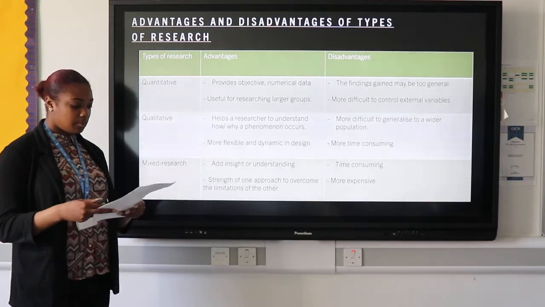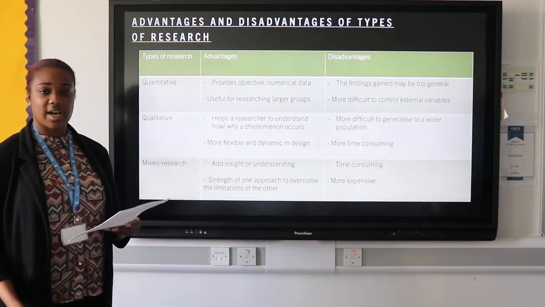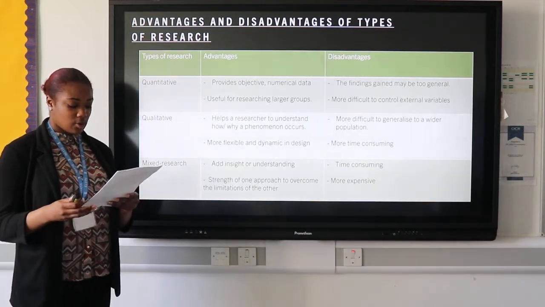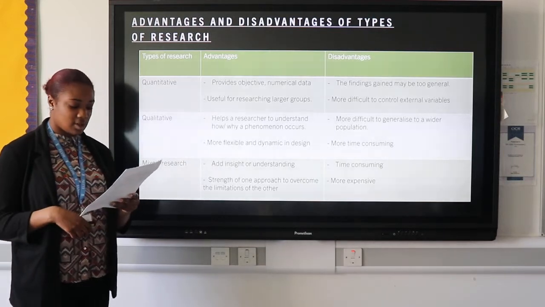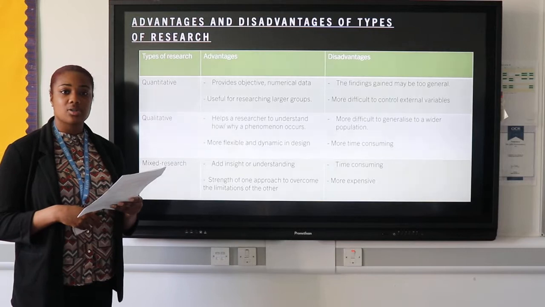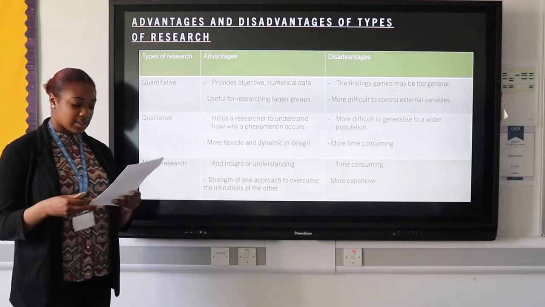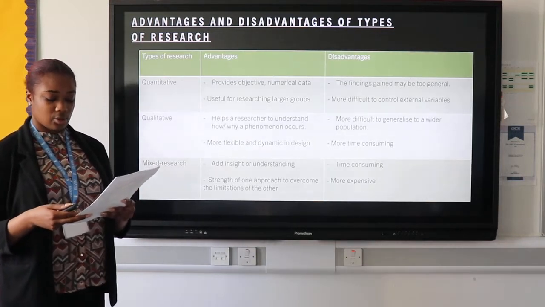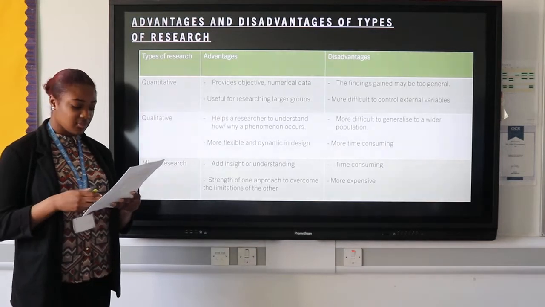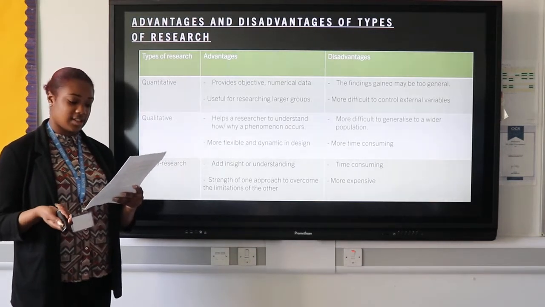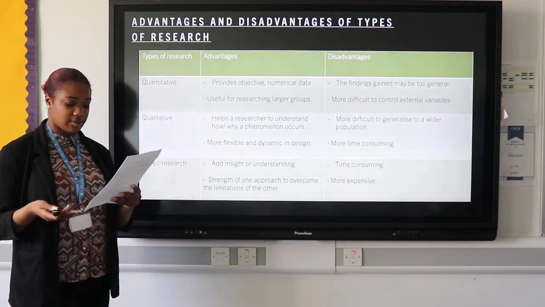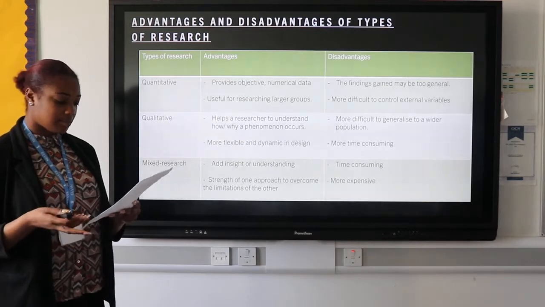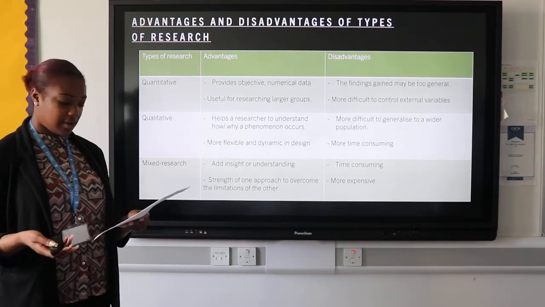Qualitative data, one advantage is that it helps the researcher to understand how or why a phenomenon occurs. Another advantage is that it tends to be more flexible and dynamic in design, which allows it to be easily adapted. This means that the researcher can respond to the needs or direction of the participants to explore a topic in a slightly different manner. In addition, if results are found that are related to the study during the research, the researcher can adapt the research to explore these further.